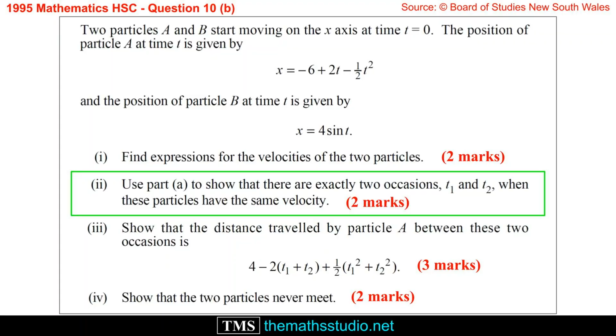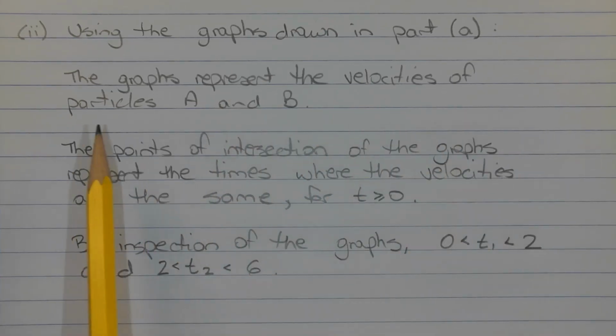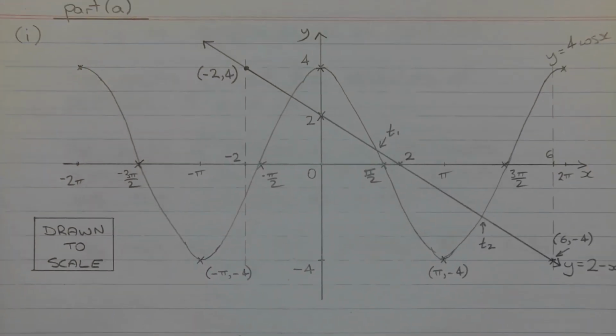Part 2. Use Part A to show that there are exactly two occasions, t1 and t2, when these two particles have the same velocity. Using the graphs drawn in Part A, the graphs represent the velocities of particles A and B. Recall from Part 1, the velocity of particle A is v equals 2 minus t, and the velocity of particle B is v equals 4 cos t. If we sketched v equals 2 minus t and v equals 4 cos t on the same set of axes, we would obtain exactly the same graph that we sketched in Part A.